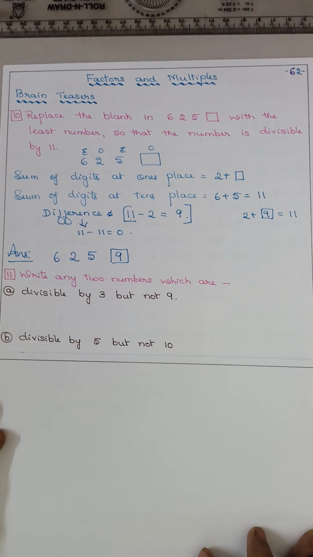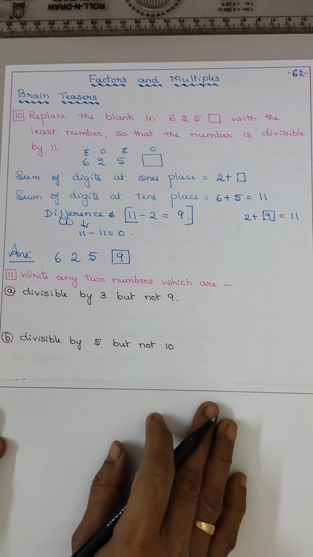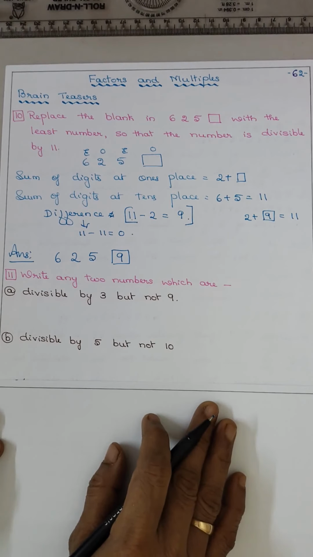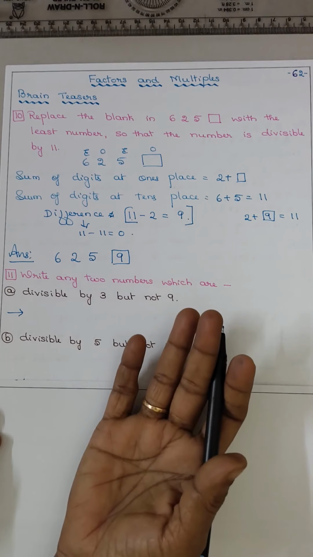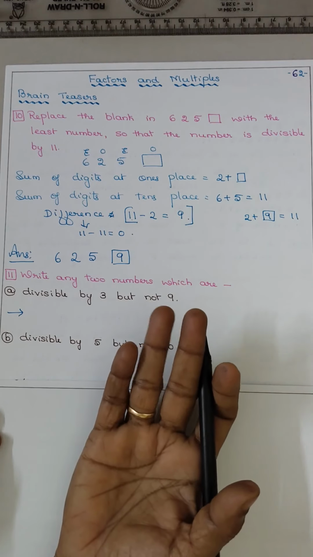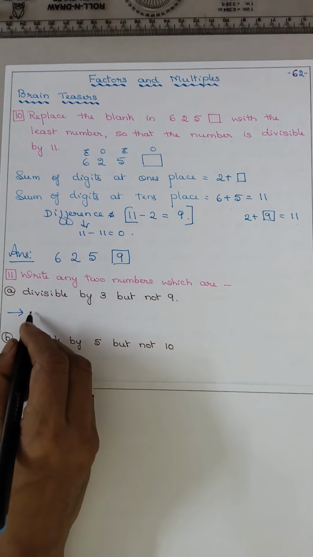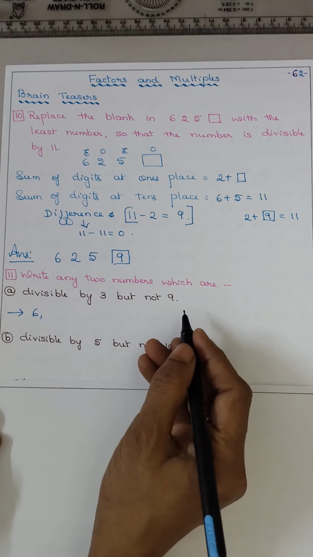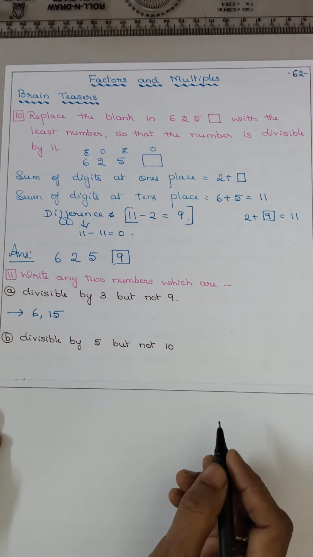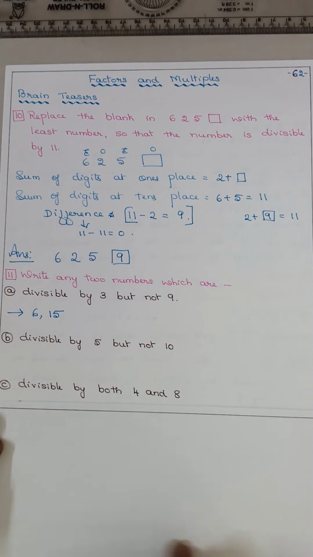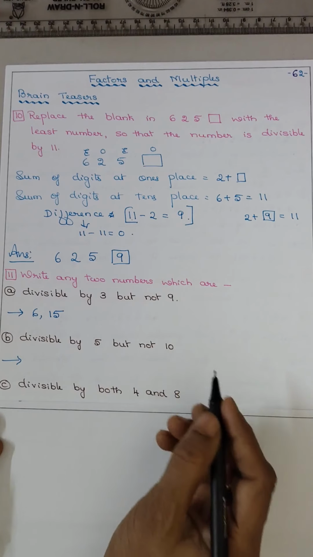Now write any two numbers which are divisible by 3 but not by 9. Any two numbers which are divisible by 3 but not by 9. अभी 3 का ही टेबल में देखो, छोटे नंबर्स को ही लिख सकते हैं. 3, 6 is divisible by 3 but not by 9. Now 15 divisible by 3 but not by 9. ऐसे बहुत सारे आएंगे. Now divisible by 5 but not by 10.